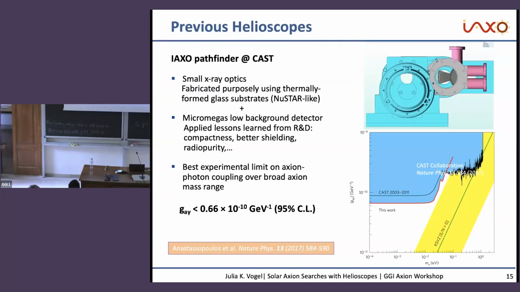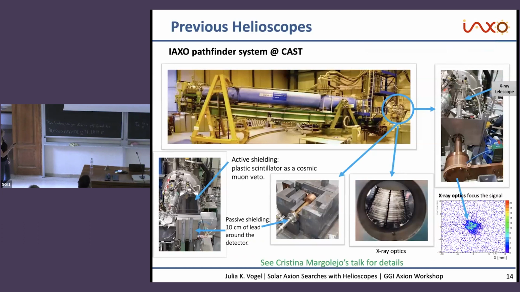So I just mentioned that we achieved the best result for CAST, the final result of CAST, with a pathfinder system for IAXO that was installed at CAST. So it was installed on the sunrise side over here. It looks a bit messy, like in all experiments. This is the end cap of the magnet. Here you see an optic connected. That was the first optic purpose-built for axion searches.